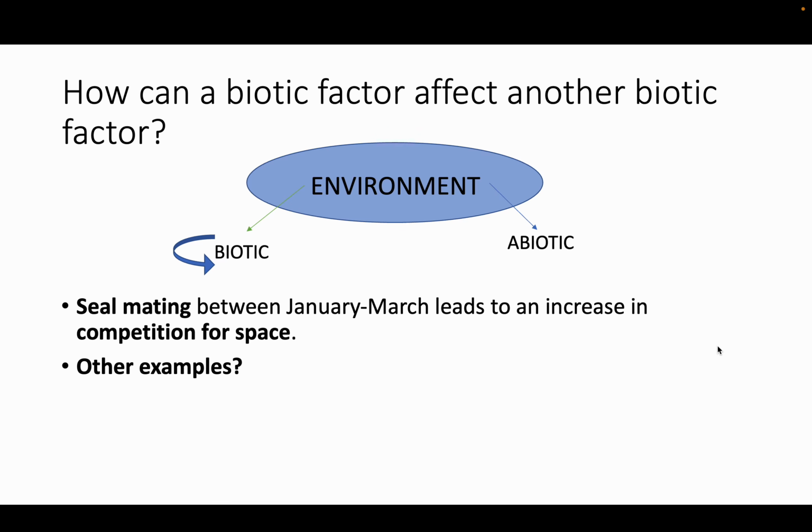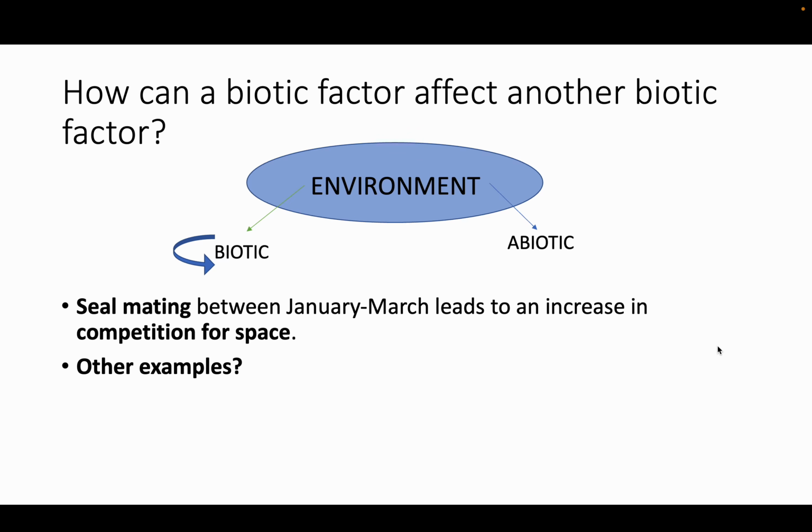So the first thing to examine, let's go back and take a look at the biotic factors. How do biotic factors affect another biotic factor? So how does something living affect something that is also living? Let's go back to the example of competition. Seals are animals that mate during January to March so that they can give birth later on in the summer months when conditions are more favorable. So there's a very short time period in which they can mate.